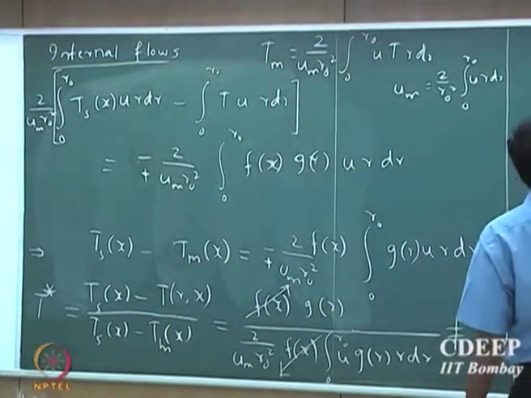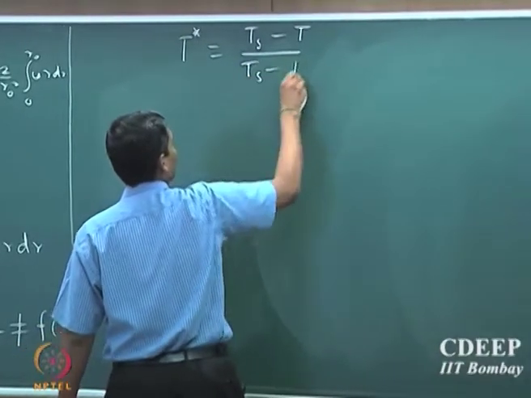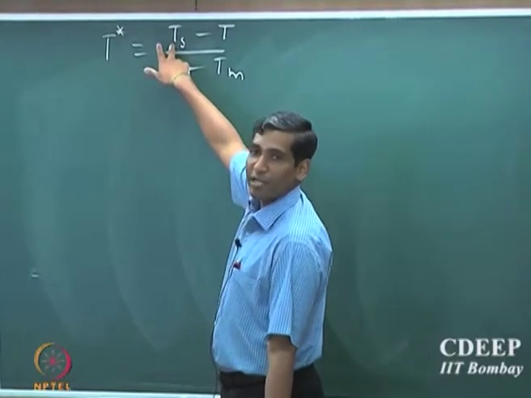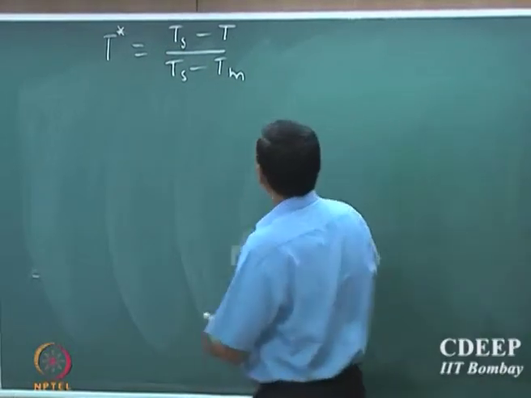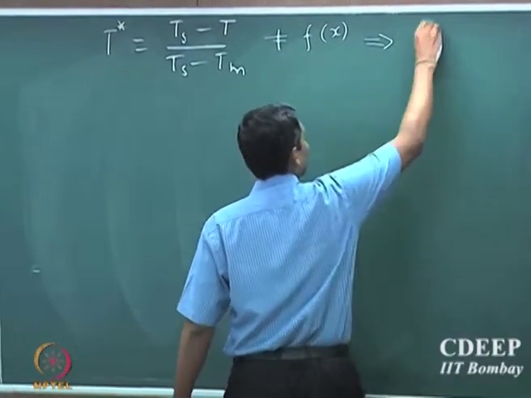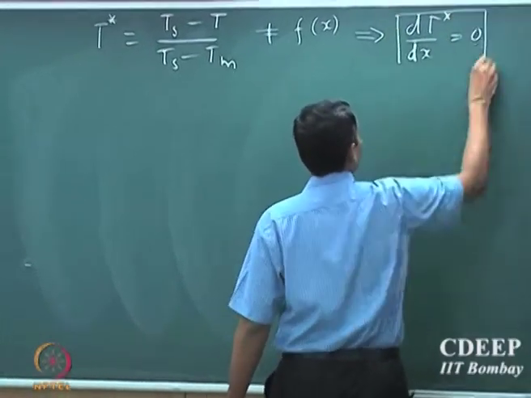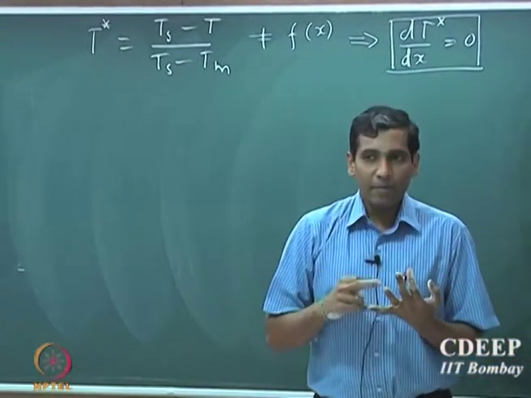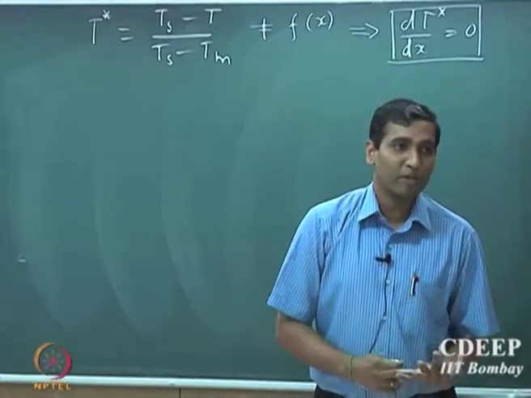So if T star is Ts minus T by Ts minus Tm, I am just removing the functional notation, but we should always assume that Ts is a function of position if it is a constant flux condition, and Ts is constant if it's a constant temperature condition. That's not a function of the axial position, which means that dT star by dx is 0. That's the first observation. It's the gradient of the dimensionless temperature that is 0 and not the gradient of the actual temperature.